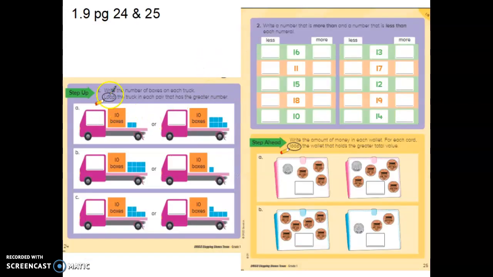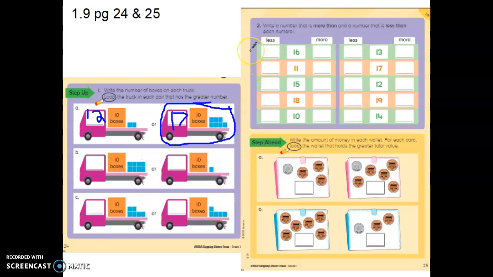So let's look at number 1A. It says write the number of boxes on each truck and circle the truck that has the greater number. I'm going to underline that word greater. Okay, so A, we have 10 boxes plus 2, so there's 12. 10 boxes plus 7 is 17. So which truck is bigger, has a greater number, 12 or 17? Let's look at the picture. 17 is greater, so I'm going to circle that truck. You're going to do the rest of those like that. Remember to look at the pictures. It's going to help you.